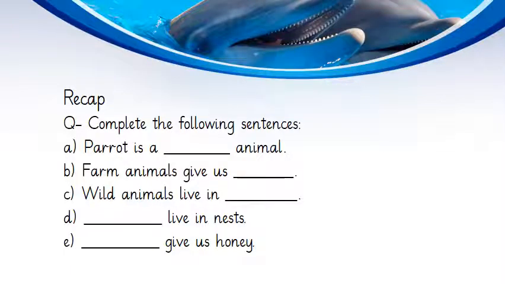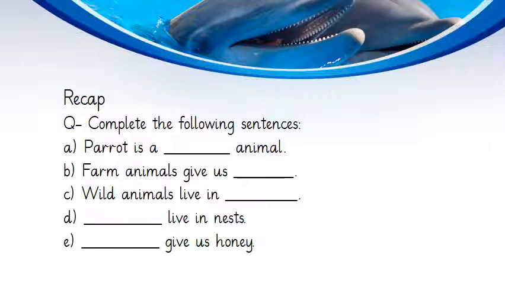Coming towards the recap session of the lesson, the question is, complete the following sentences. A. Parrot is a dash animal. B. Farm animals give us dash. C. Wild animals live in dash. D. Dash live in nests. And last part E. Dash give us honey. Children, think very carefully to complete these sentences and match your answers later on.